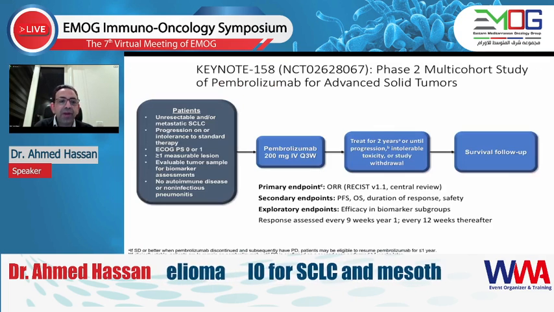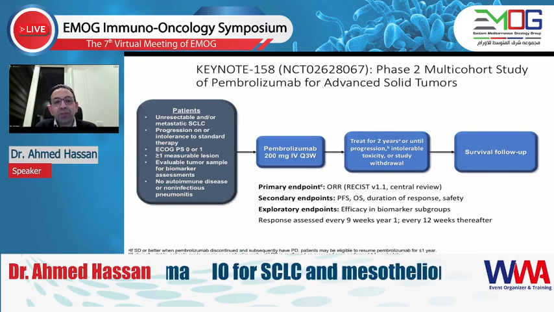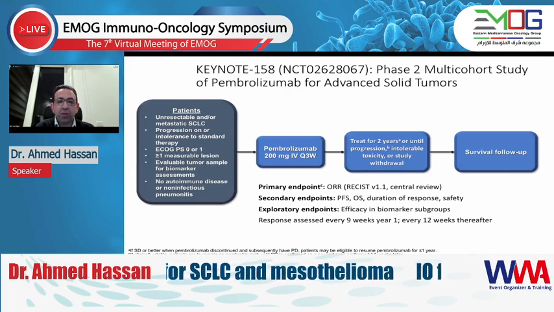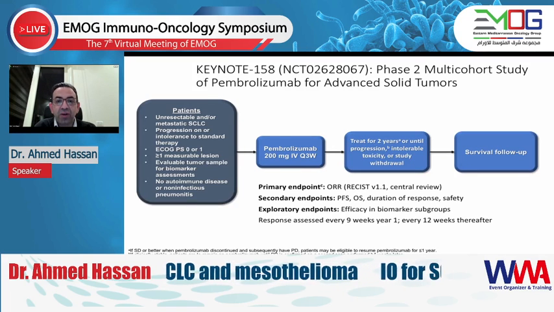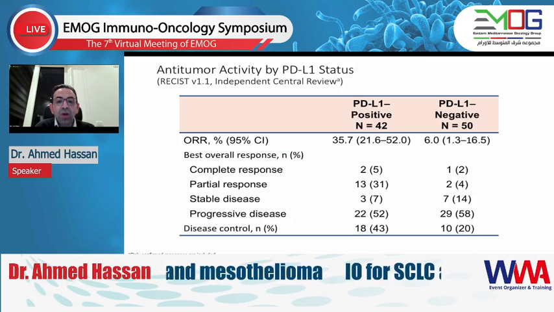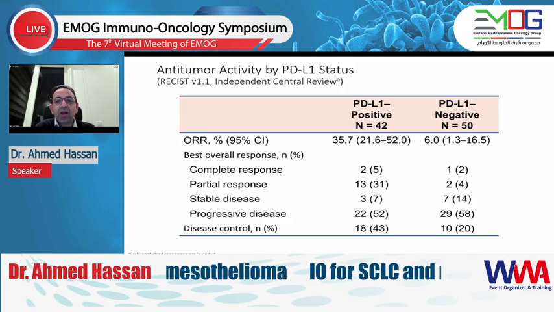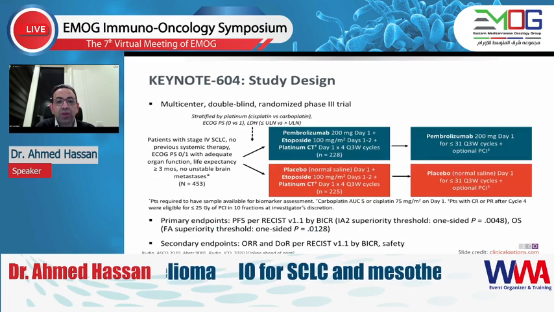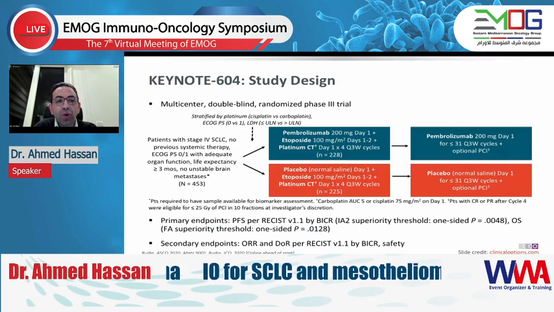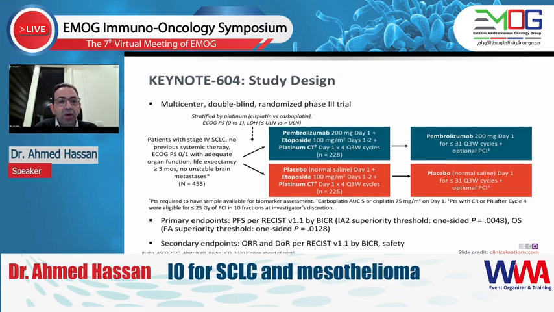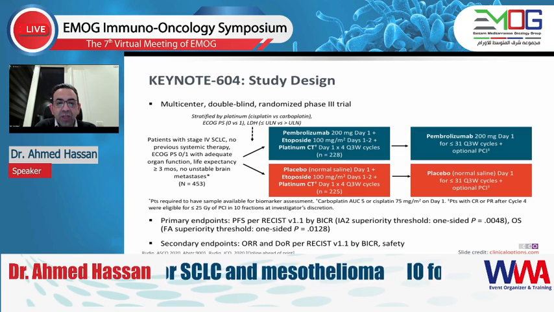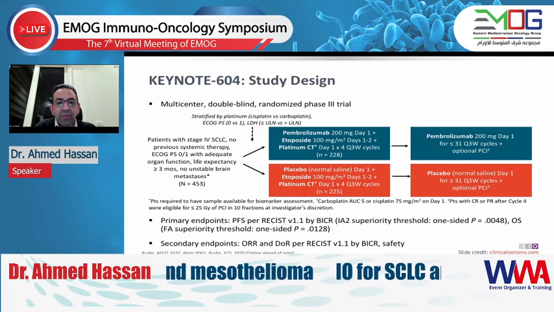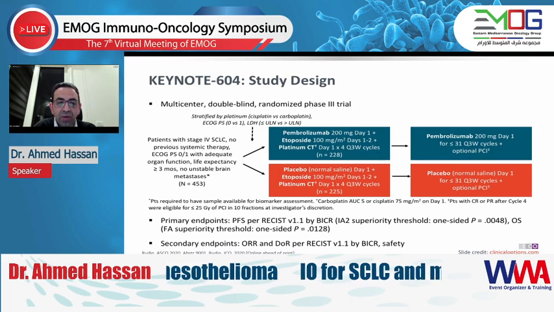What about pembrolizumab? Well, in the proof of concept study, the phase 2 Keynote 158, which is a basket study with many tumors, there were signals of activity. We've seen good response rates, good progression-free survival and overall survival. That's why it was pushed forward to the phase 3 studies. In the Keynote 604, they conducted a blinded randomized study, etoposide platinum in combination with pembro versus the standard arm of etoposide and platinum.